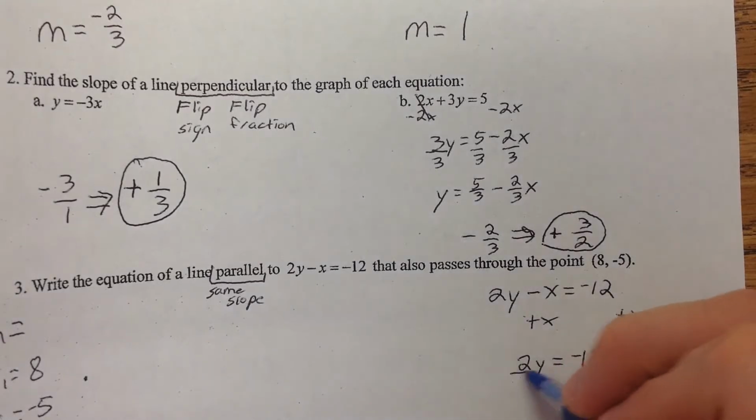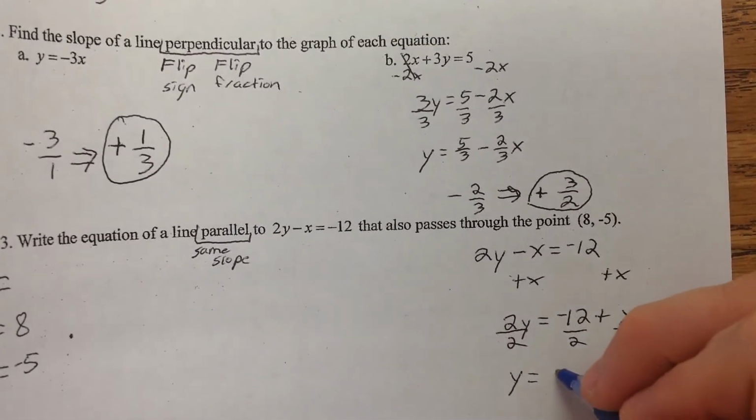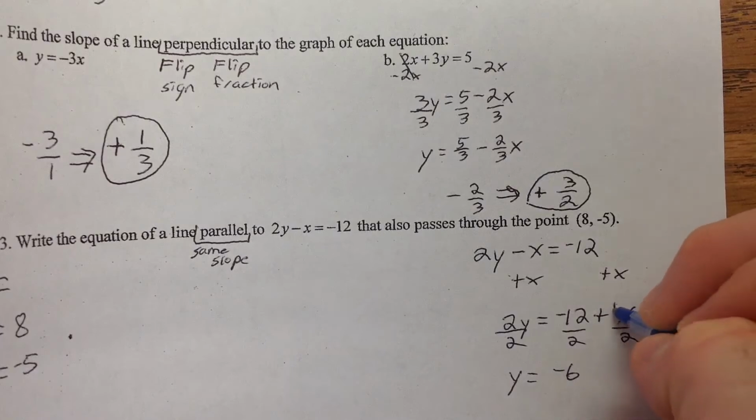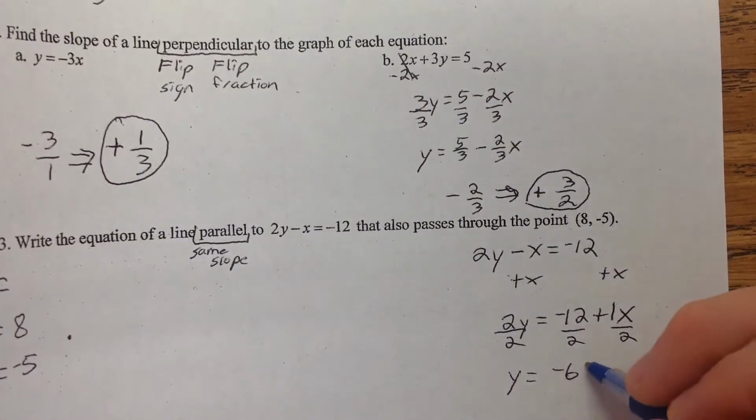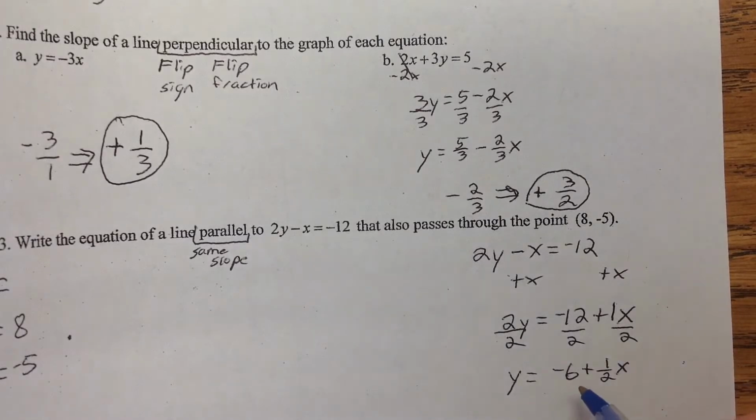And then I'm going to divide everything by 2. So this will be y equals negative 6. And then you just have to remember that in front of that x is that 1 that we don't really write. So it's going to be negative 6 plus 1/2 x. Again, looking at these two numbers, I know the 1/2 is my slope because it's next to the x.